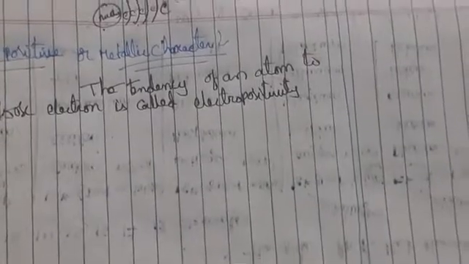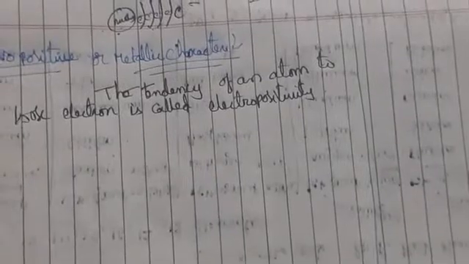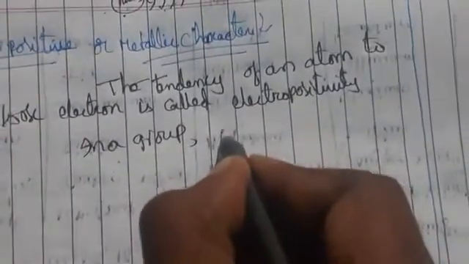Generally alkali metals are highly electropositive. Alkali metals means s-block elements, group 1A and 2A elements, which are more electropositive when compared to the other groups. The metallic character of the elements increases as we move down the group. So what happens in a group?